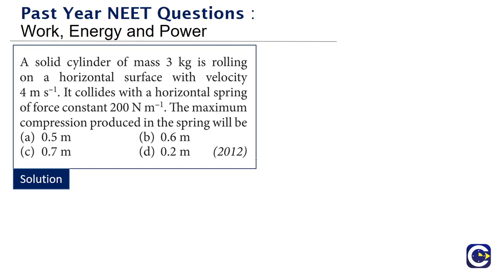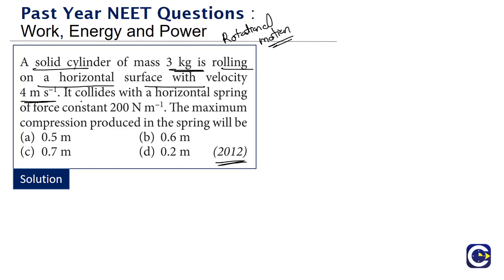Next we have a question. This is based on the conservation of energy principle. A solid cylinder of mass 3 kg is rolling on a horizontal surface with a velocity of 4 meter per second. Now this rolling concept we will be able to understand better only after we complete rotational motion. If you are practicing this question before completing rotational motion, maybe you might want to skip it, because it involves understanding the rolling of an object.